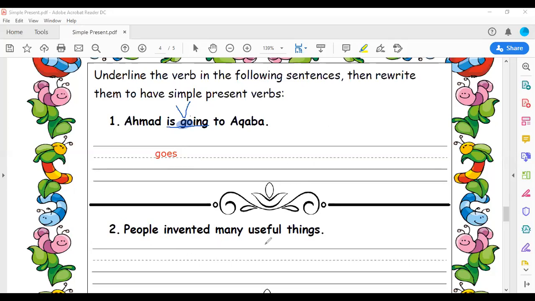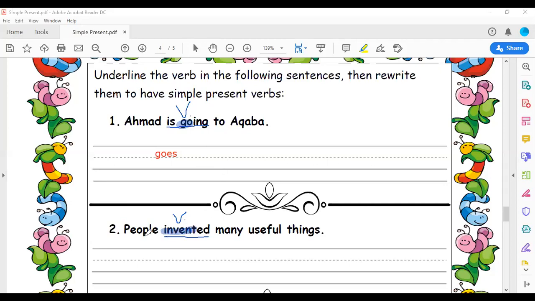Number 2. People invented many useful things. Where is the verb? Bravo. Invented is the verb and it's a verb in the past. Okay. Where is the main verb here? So you have invented, right? So ed, as we said, is the ending of simple past. So the main verb here is invent. So I change invent into simple present.